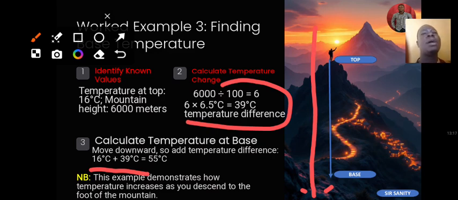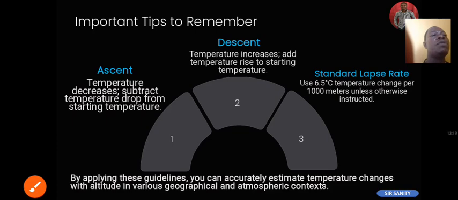So my followers and learners, you should take note of this. Now let's look at the rules or the formula that you must keep in mind. Ascent means you are going up. Some small tips: temperature decreases, so you subtract the temperature drop from the starting temperature. That is 6.5. You subtract it if you are looking for the one at the top. But if you are looking for the one down at the base, it rises, so what you do is add the temperature rise to the starting temperature.